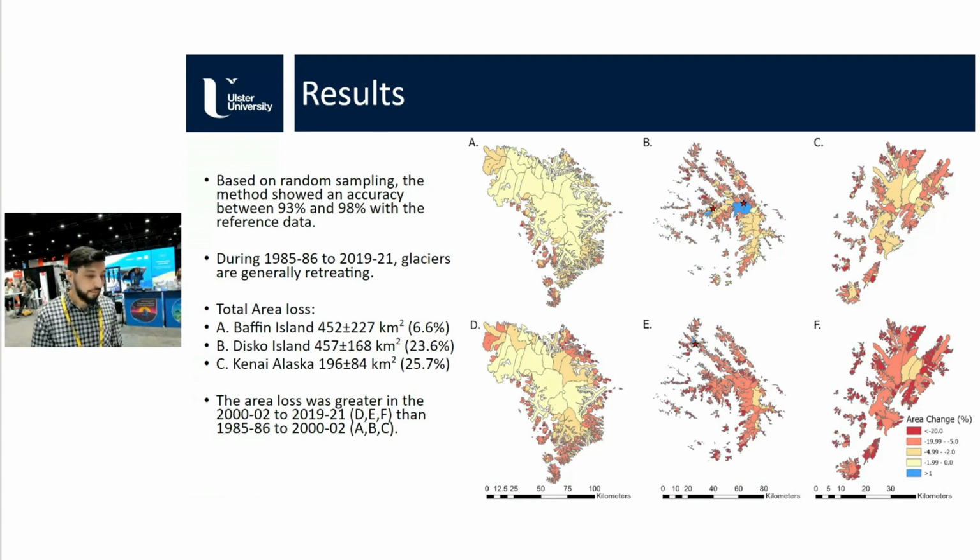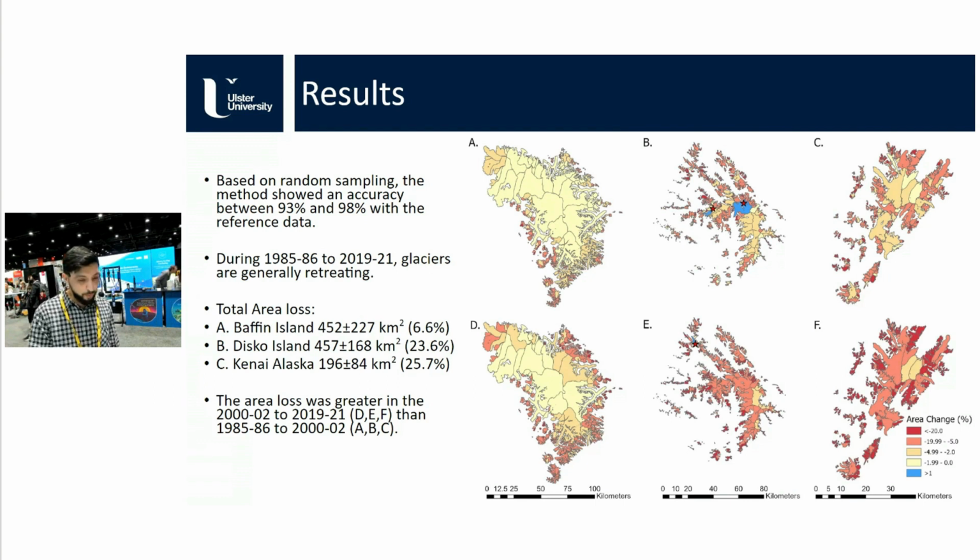Now, if we focus on the figure, it shows changes in each glacier in three different areas in the Arctic. A, B, C show the changes from 1985 to 2000, while D, E, F show the changes from 2000 to 2019, and all these changes are in percentages. So we can have a clear idea; if I had shown this in square kilometers, then the bigger glaciers would show more red area. We can clearly see that the retreat increased in the second time period of the study. A and D are Baffin Island, which lost 452 square kilometers, and Disko Island lost 457 square kilometers, while Kenai, Alaska, lost 196 square kilometers plus or minus 84. These uncertainties were calculated based on a plus or minus 30 meter buffer around these outlines.